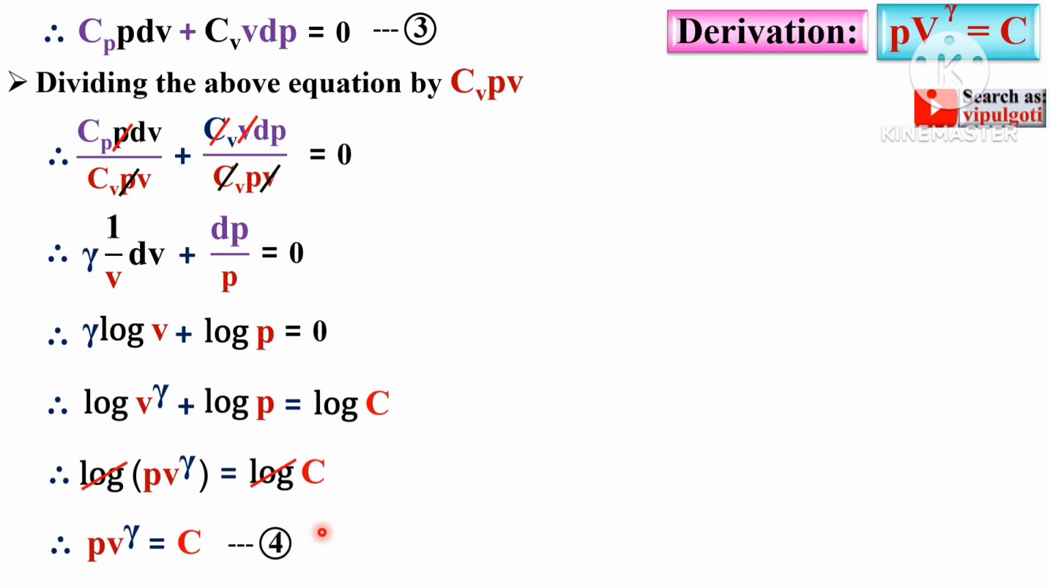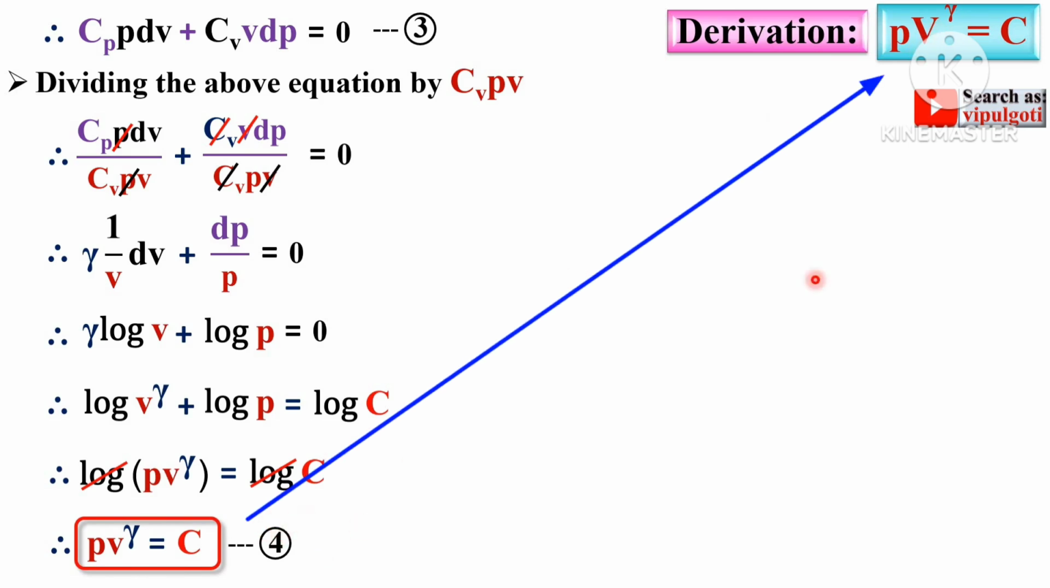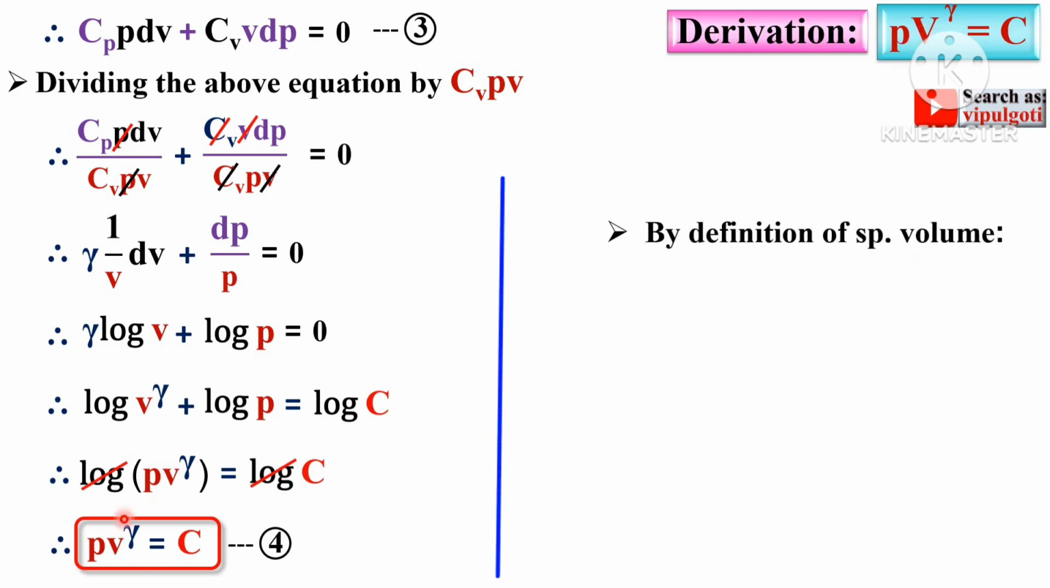Let's say this is equation number 4, and this is our governing equation, PV raised to gamma is equal to constant. Here you can see this is the small v, meaning it is the specific volume. In this equation it is the volume, capital V. By definition the specific volume v is V by m. Keep in mind this is the specific volume and its unit is meter cube per kg. That's why it is capital V by m.